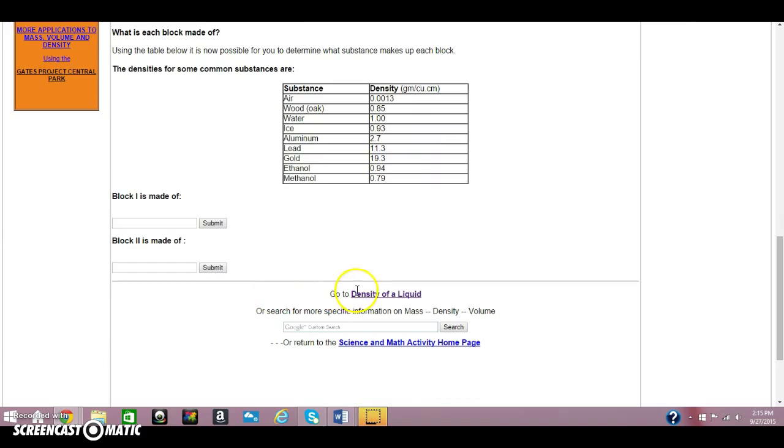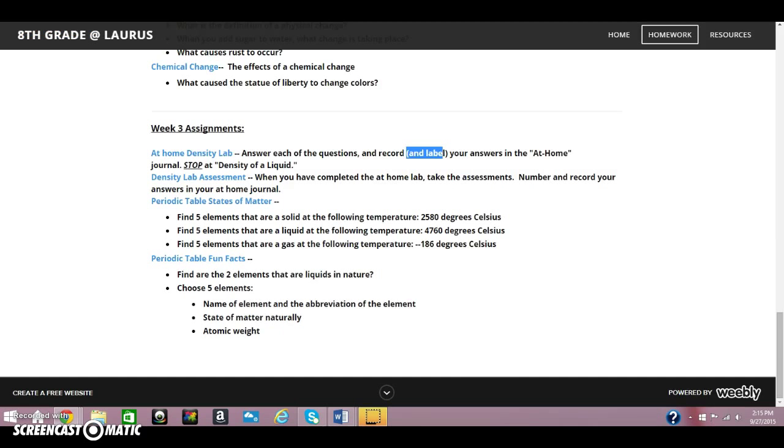Okay? This is where it says density of a liquid. You are not going on from here. You are stopping here. Okay? So, real quick, going to our next ones, you're going to do the density lab assessment. Just click on it, answer the questions, make sure you number and record your answers in your journal. We'll go over it on Friday.